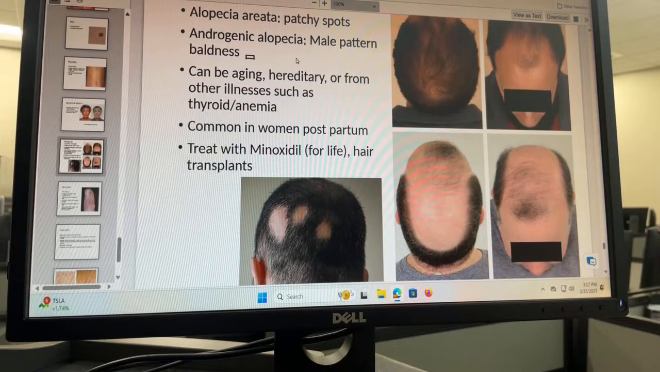Various things can cause this. Aging can be hereditary. It could also be a sign of different issues. So someone could be losing hair because of a thyroid issue, or someone could be losing hair due to anemia. So it's good to still check those things rather than just assume, oh, well, you're just getting older, you're losing your hair. You could be having hypothyroidism, and that's why your hair is falling out. Or you can be anemic, and that's why your hair is falling out.